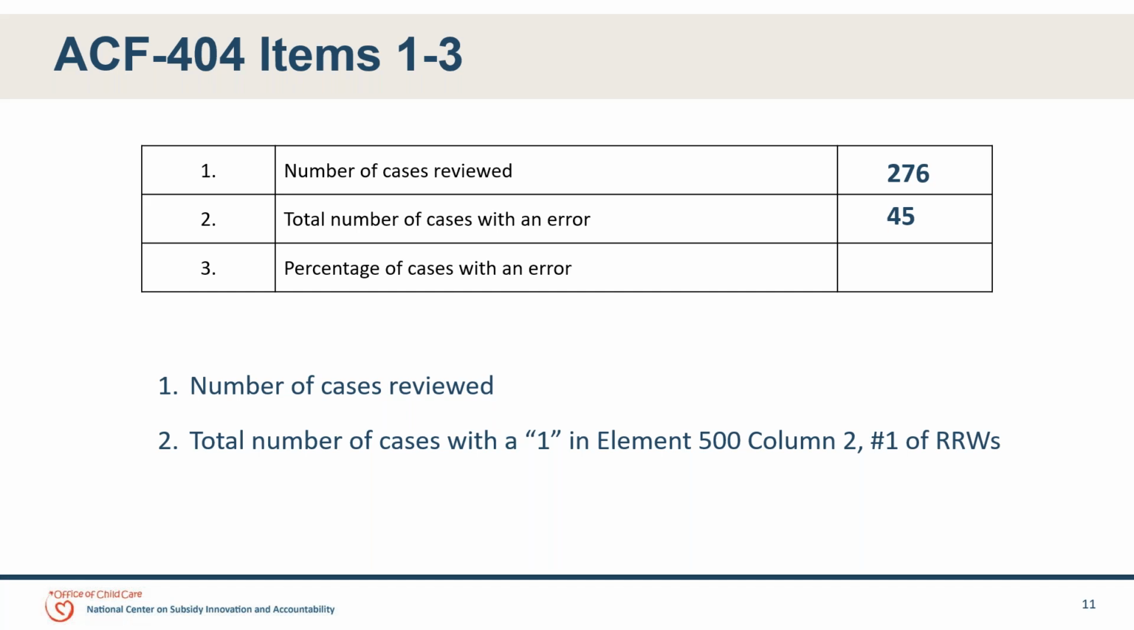Then looking at item 3, this is the percentage of cases with an error. And at the bottom of the screen, I've given you the formula to determine this. It's just dividing item 2 by item 1. But you don't actually need to do this when you are completing the report. This is auto-calculated for you in the OLDC. So in our example state, the percentage of cases with an error was 16.3%. And I want to quickly show you what the auto-calculating looks like in the OLDC.